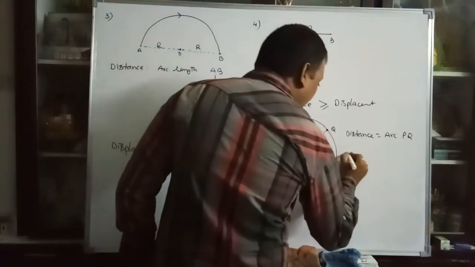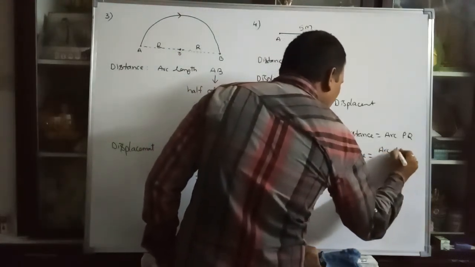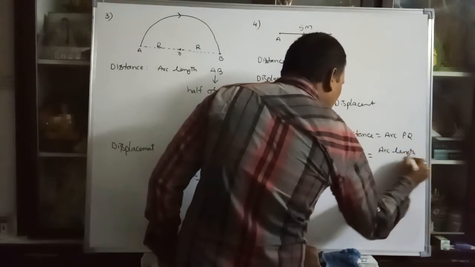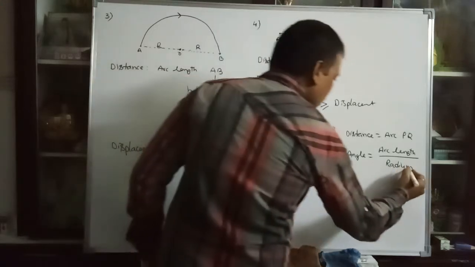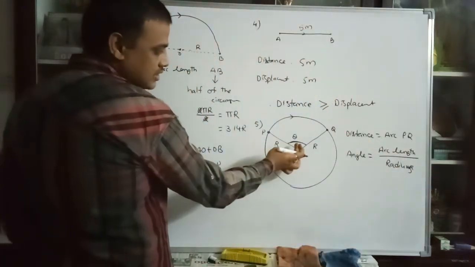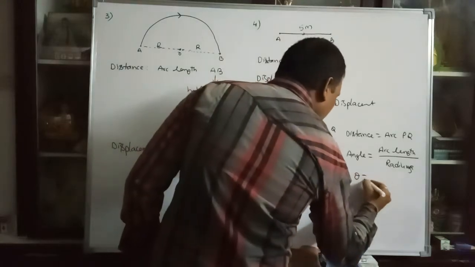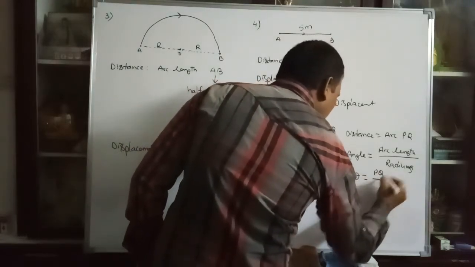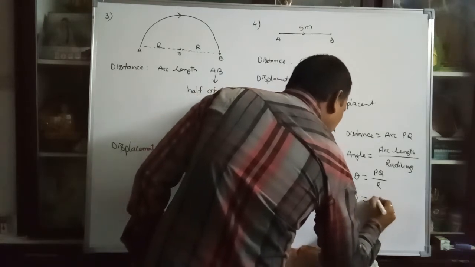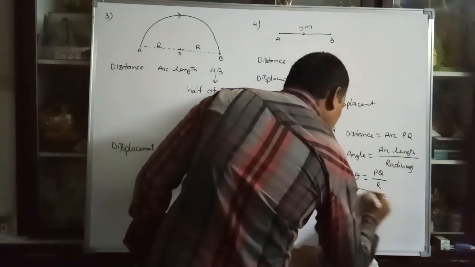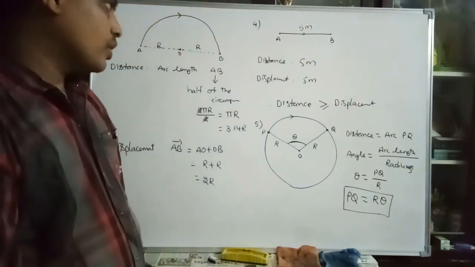Every person knows the angle definition. Angle is nothing but arc length by radius. According to the diagram, the angle is theta, the arc length is PQ, and the radius is R. So the distance PQ is nothing but R into theta. The distance value is R into theta. Next, you can calculate the displacement.